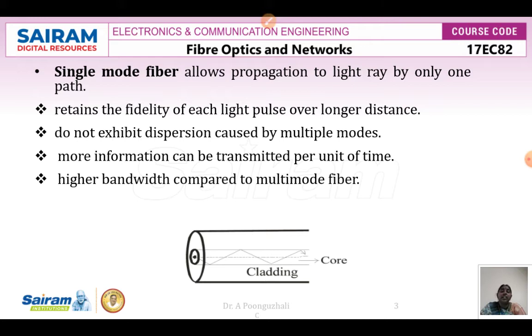And the light pulse can travel over a longer distance because no dispersion phenomenon occurs. As a result, this light ray can travel over a longer distance. And it does not cause dispersion because it is not multimode. Next, more information can be transmitted per unit of time. And the bandwidth used for your single mode fiber is higher compared to the bandwidth of your multi-mode fiber. So here we have a core. A light ray is incident on this core, and this light ray is propagated along this core.